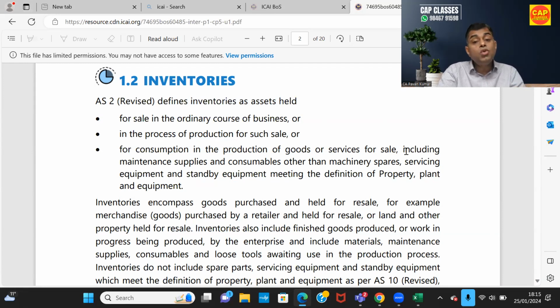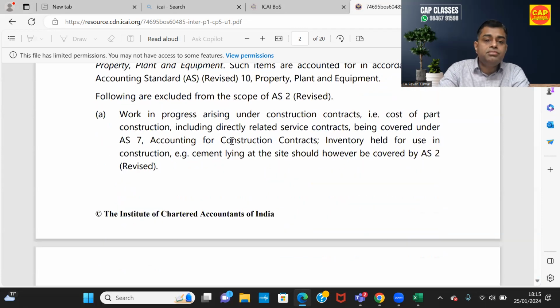Now, in raw material, they have included maintenance spares, supplies, consumables, other than machinery spares, servicing equipment, and standby equipment meeting the definition of PPE. That means if you have something meeting the definition of PPE, go to AS 10. If you have some consumables or supplies which cannot be included in the value of PPE, considering the definition of PPE as per AS 10, then treat it as inventory. That's it. So this is part one, the definition.